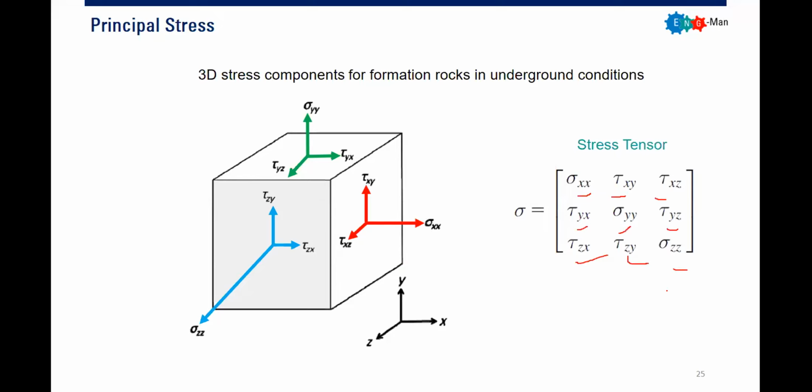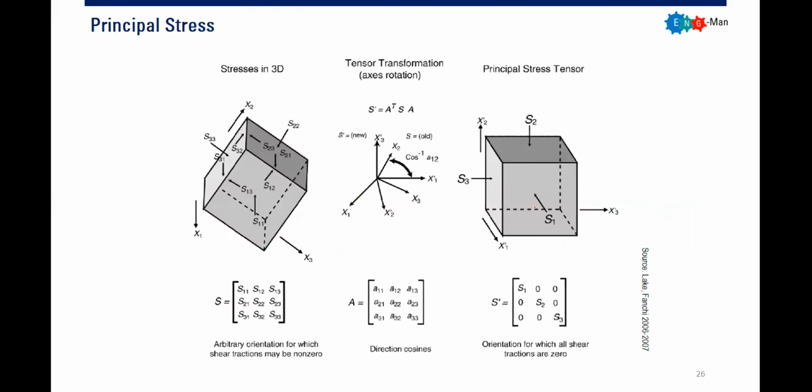Like this one. So this is the stress tensor experienced by the rock. Long story short, to have the proper calculation, we do some axial transformation. We transform the direction, we transform the coordinate in such a way that we have the orientation for which all shear tractions are 0, like this one.